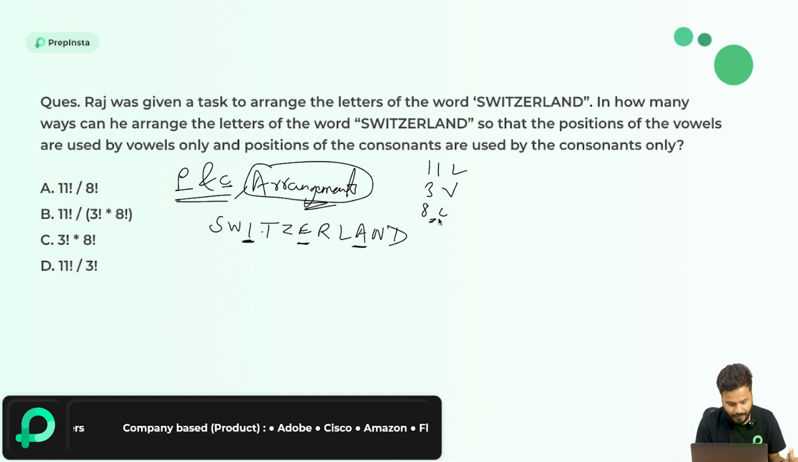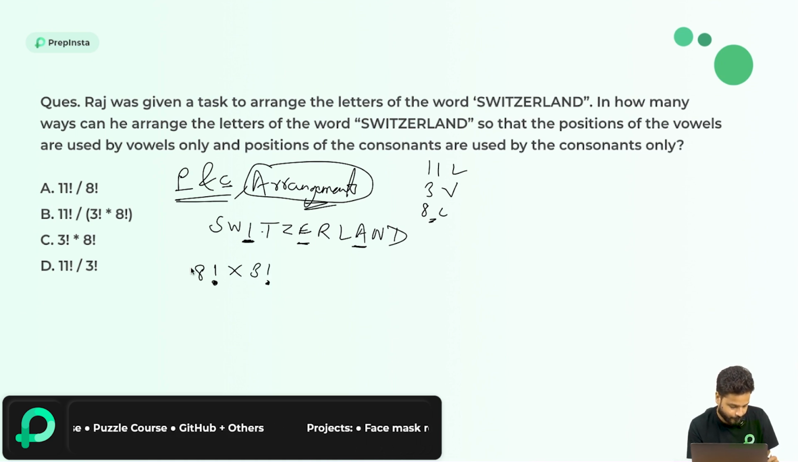I have to arrange them, right? And to form new words. So my answer simply would be, there are 8 consonants. Same positions I have to put them. So arranging 8 consonants in 8 different places is 8 factorial. Arranging 3 vowels in 3 places is 3 factorial.